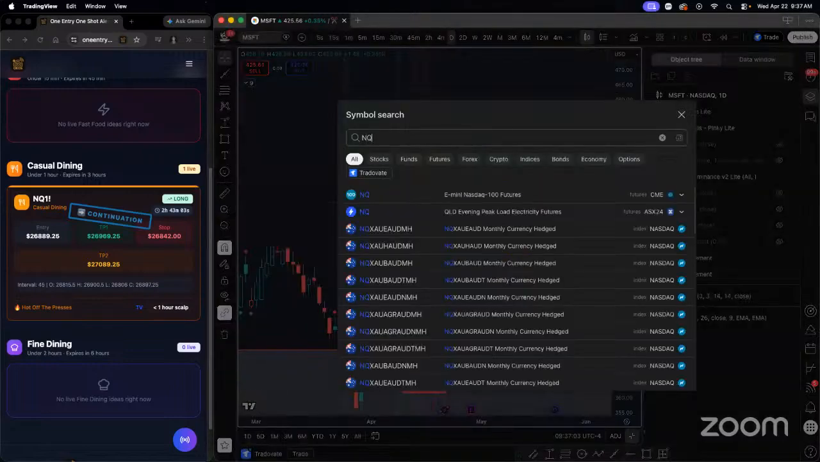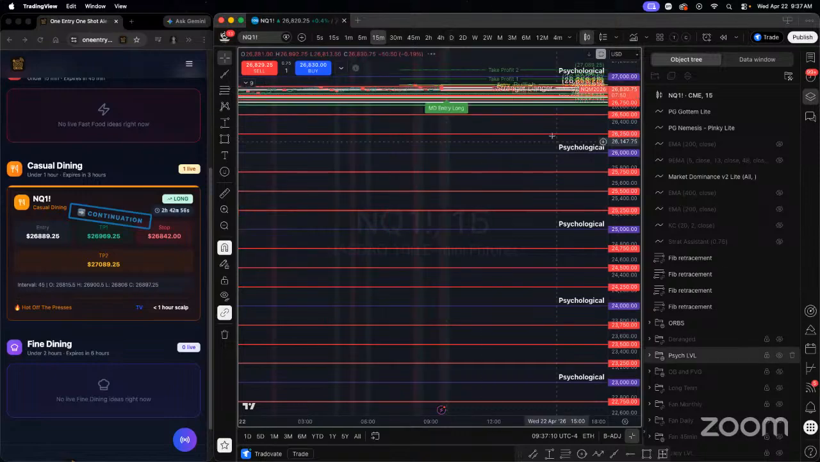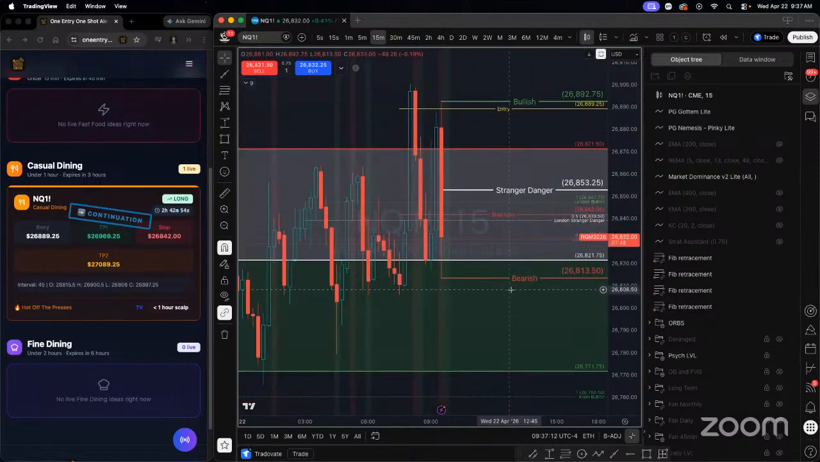Anyways, let's get back over to NQ. That way we don't bog this thing down and be boring and all that good stuff. Let's see what we got on our 15-minute opening range. All right, so we're still inside of the range as it's trying to establish itself. Let's see how that goes.